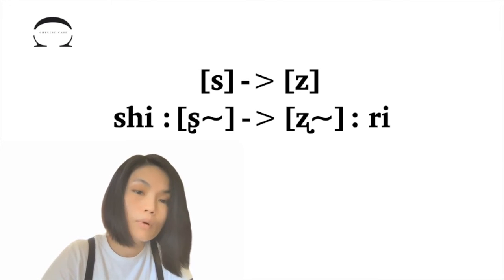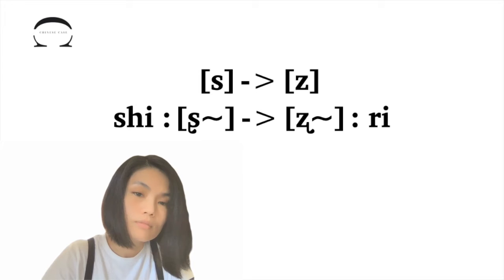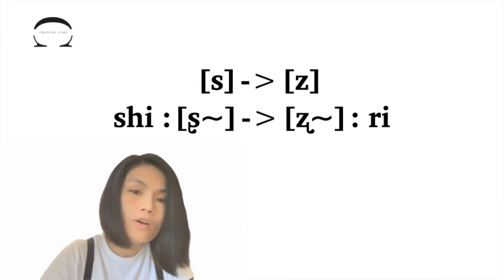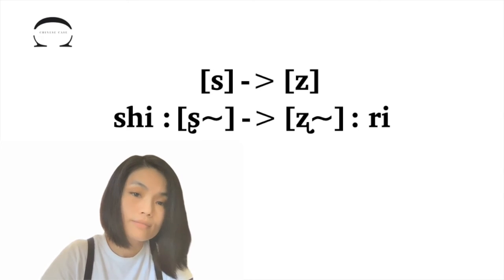Yes, it's that simple. These two syllables share the same vowel sound. The only difference is the onset consonant. They are a pair, a voiceless and voiced pair. The first one is voiceless, the second one is voiced.